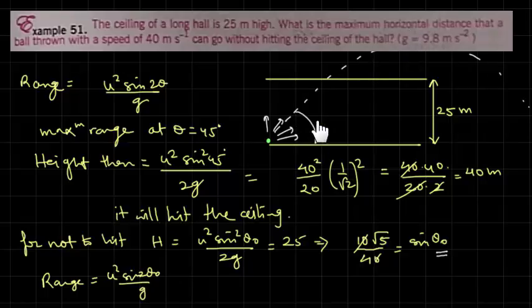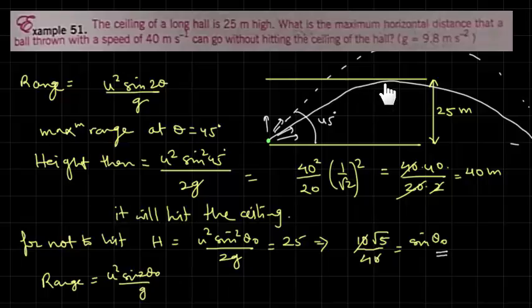So this angle of 45 degrees is not correct. It has to be less than 45 degrees. Whatever that angle is, at that angle it will just about touch the ceiling and then go like this. Because up to 45 degrees the range increases, and from 45 degrees onwards the range decreases. So this is the maximum range. The range steadily decreases as you go down. So at whatever angle it just touches the ceiling, that will give you the maximum range possible in this hallway.